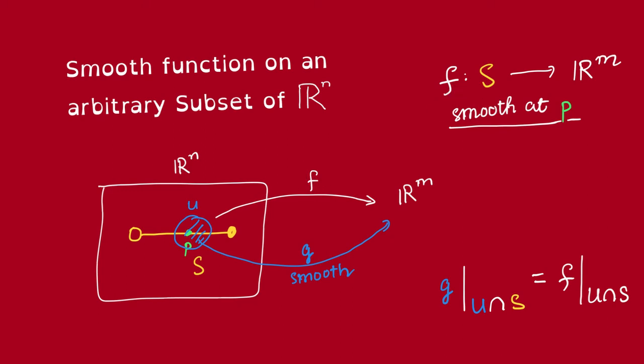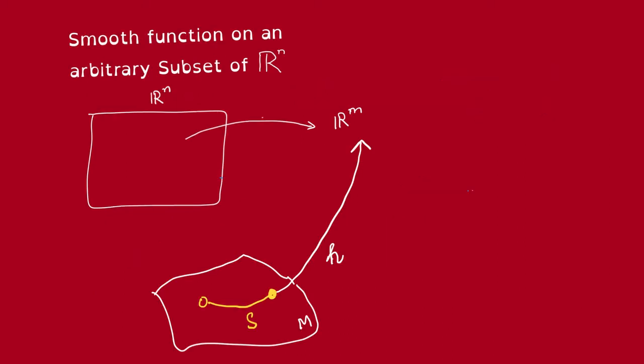So in other words, f is a smooth function if it's locally the restriction of smooth functions in the sense that we are used to. So that's the definition of a smooth function on an arbitrary subset of Rn.